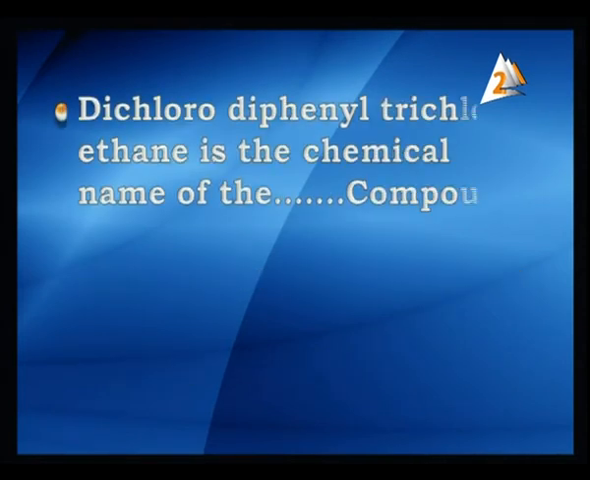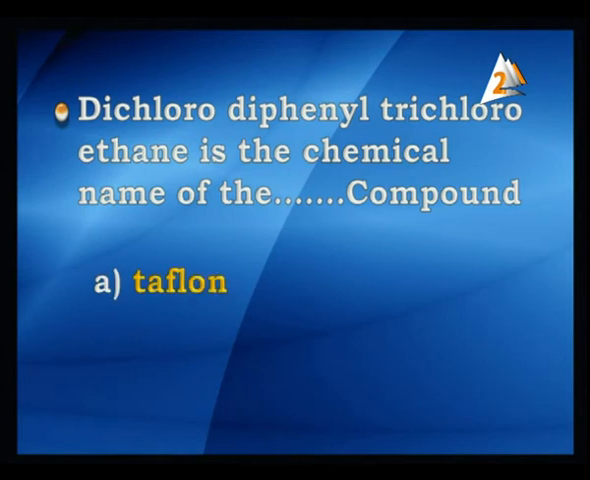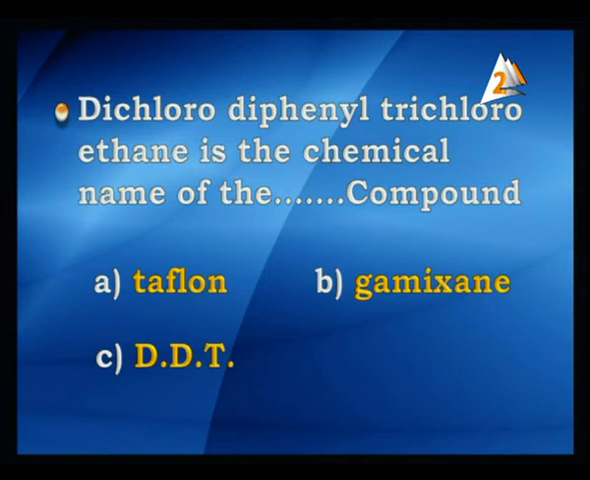Number 2: dichloro, diphenyl, trichloroethane is the chemical name of the space compound. Which one of these compounds? Teflon, or gamexane, or DDT, or aspirin? It's not aspirin. Because we have dichloro, diphenyl, trichloro, it is very, very clear to us it is DDT, from its name.